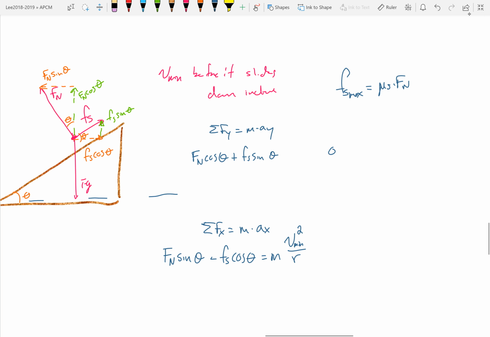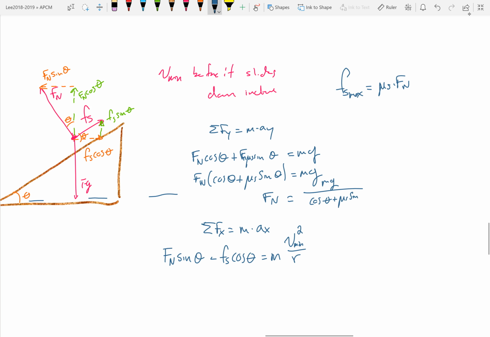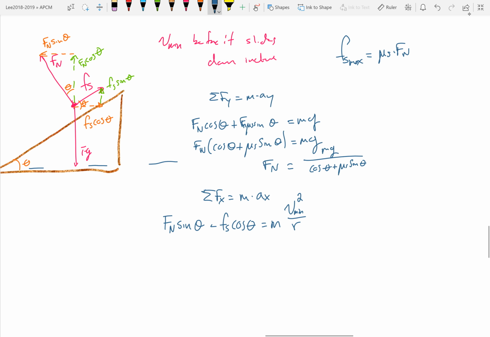So for here, we've got my Mg over there, and my Fs has become Fn mu s sine theta. So I have Fn cosine theta plus mu s sine theta equals mg. Solve for normal force. I have mg over cosine theta plus mu s sine theta. Same process as we were doing before. Okay, there's one. Hold on to that.